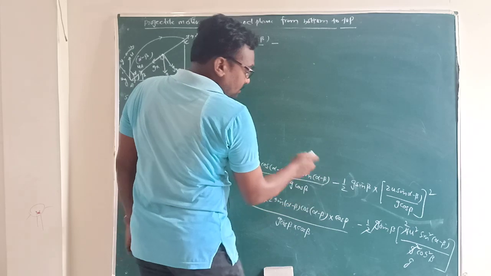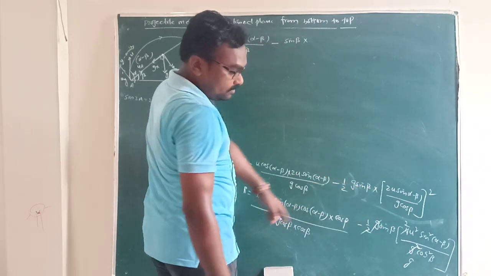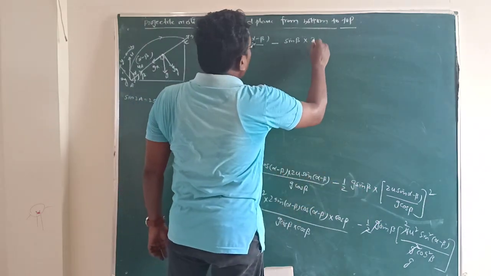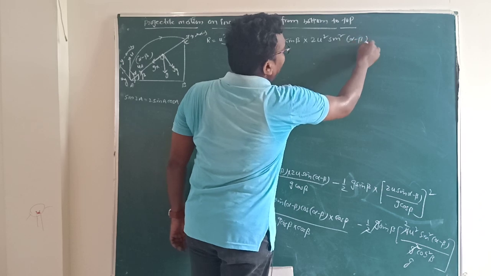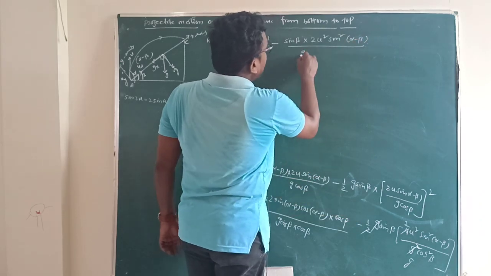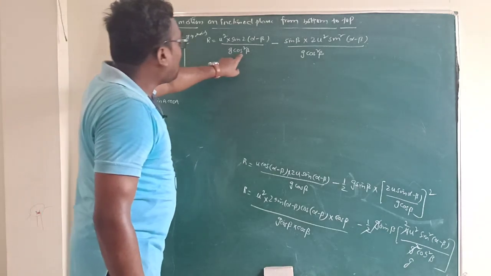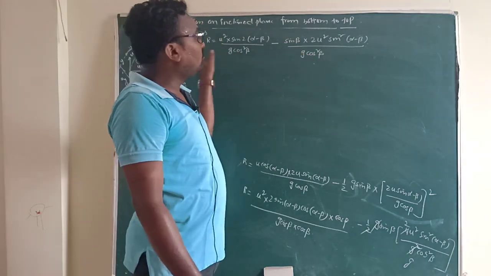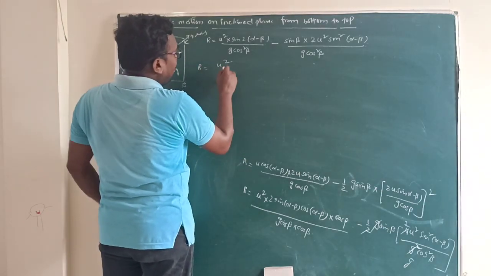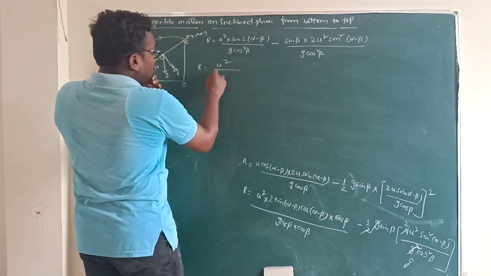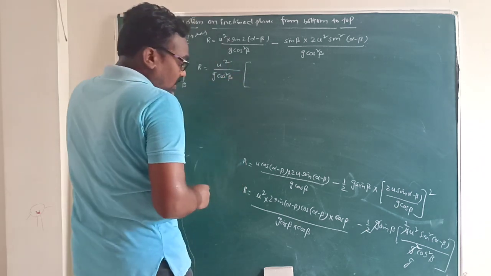minus sin beta into 2u square sin square(alpha minus beta) by g cos square beta. Okay, here u square and g cos square beta are common, so if we take them out, R is equal to u square by g cos square beta.